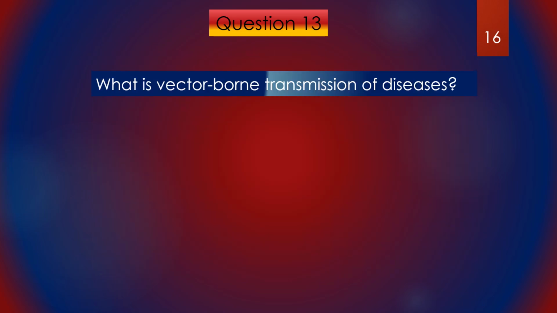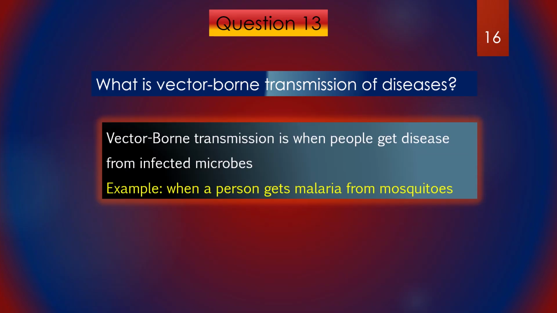What is vector-borne transmission of diseases? Vector-borne transmission is when people get disease from infected microbes, for example, when a person gets malaria from mosquitoes. So vector-borne is when somebody gets infected from an animal bite or insect bite. A good example is malaria from mosquitoes. That is vector-borne transmission.